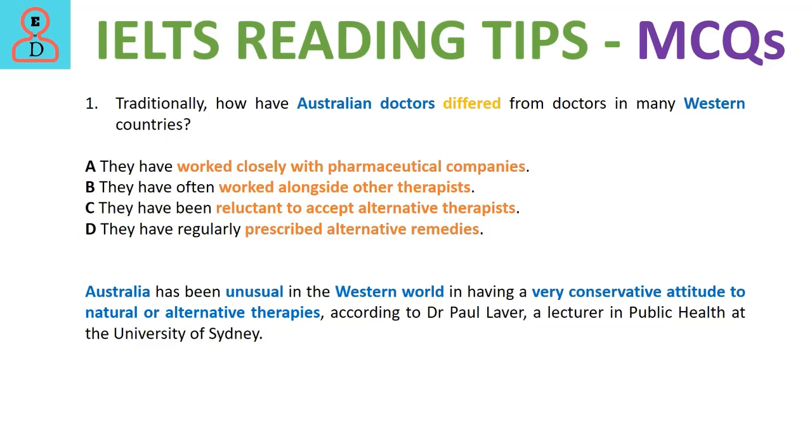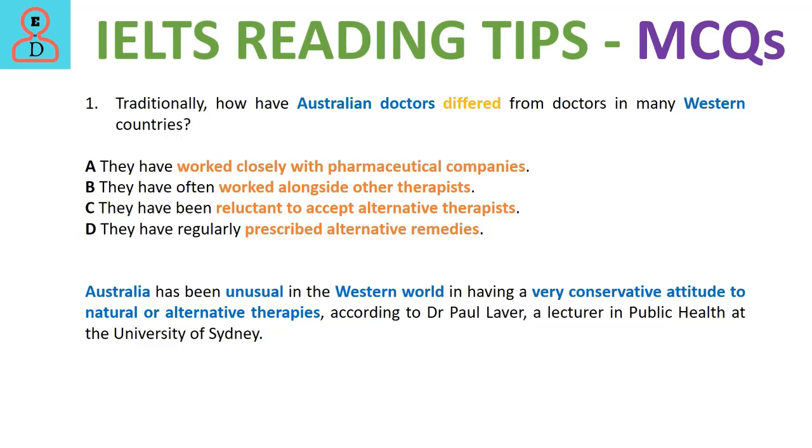Let's solve the first question. The keywords in this question are Australian doctors, deferred and Western. Using these words, we have located the part of the passage where this question is being discussed. Now, let's try to divide our options according to the method discussed in this video.